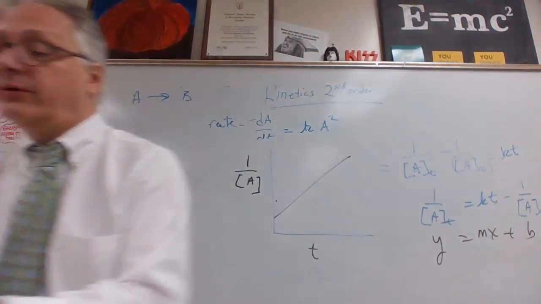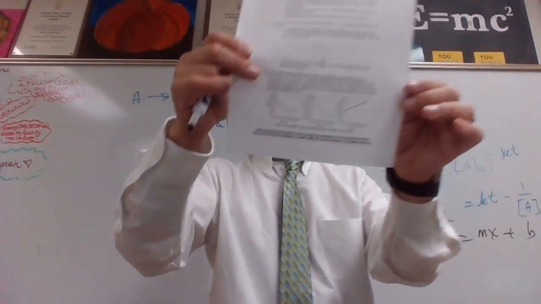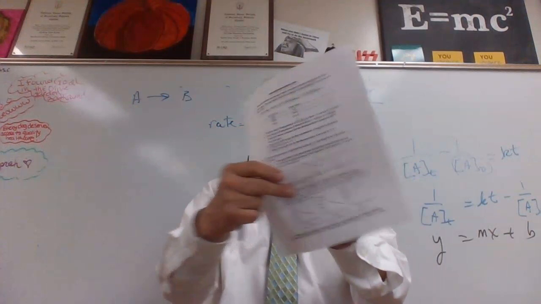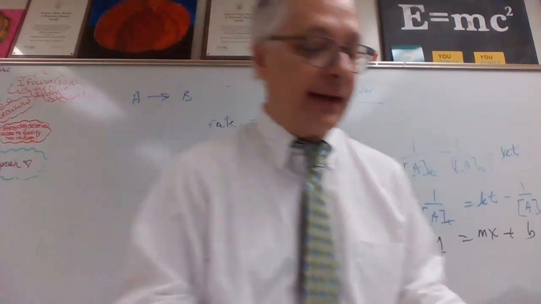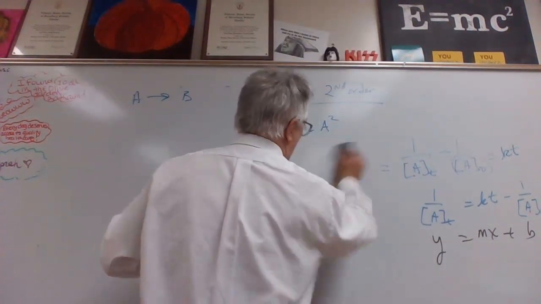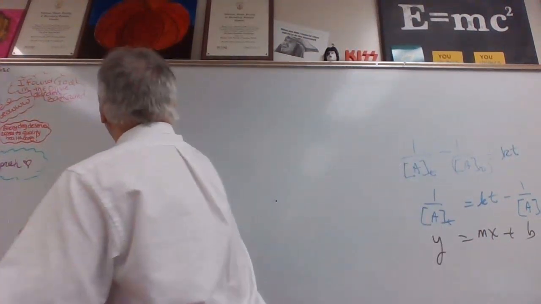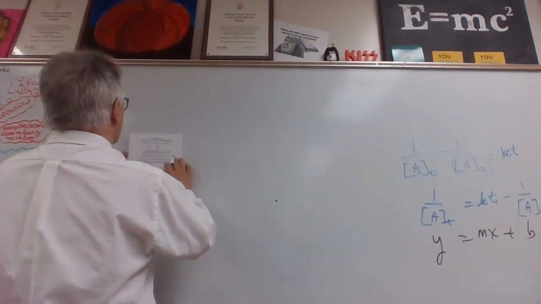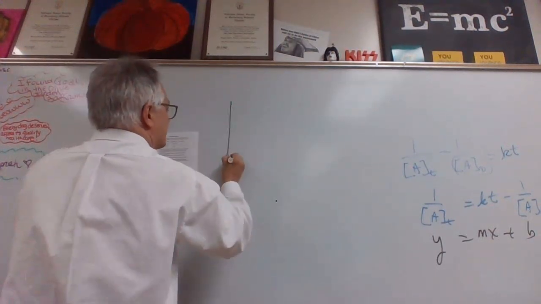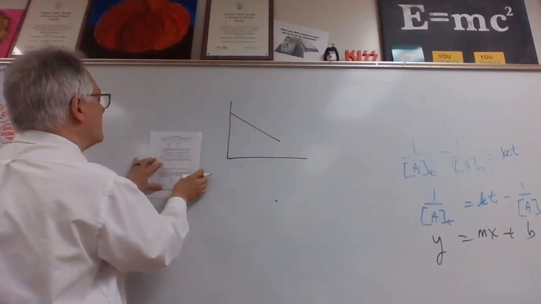So when you look at your sheet here, they have a couple of them where they say, hey, let's identify things. Let's take a look, if you have this sheet, at questions 8, 9, and 10. So 8 says, the decomposition of an unknown molecule was found to be first order. They show you something like this, and they say, fill in the unit on the vertical axis.